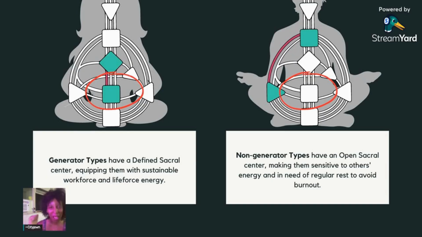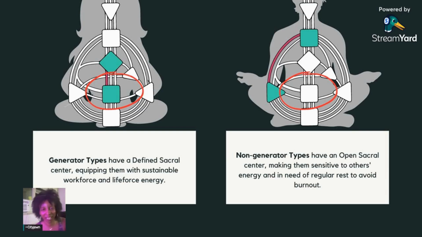Yes, let's go. Now I want you to take a look on the screen. You see the sensor that's circled in the center, circled in red. The one that is colored in green is defined, and the one that's white is open. That's the sacral sensor. There are 2 kinds of beings in the human design dynamic: generator types and non-generator types. Generator types have a defined sacral sensor.